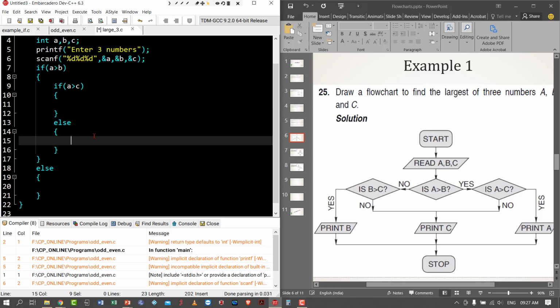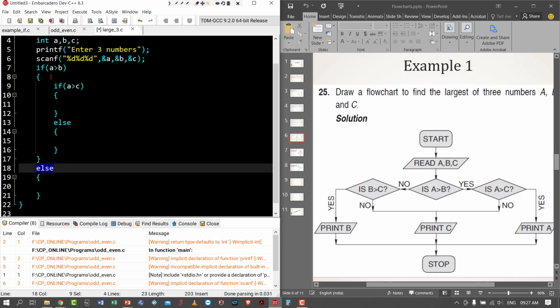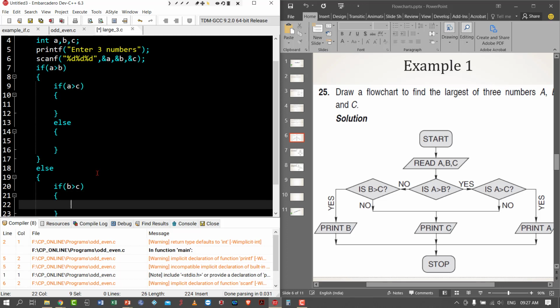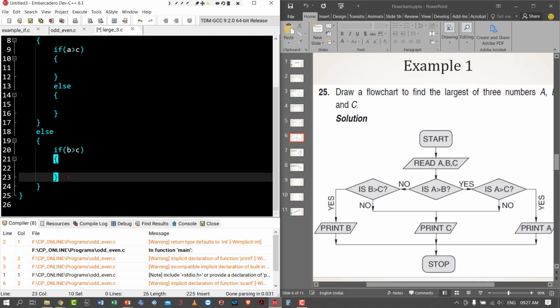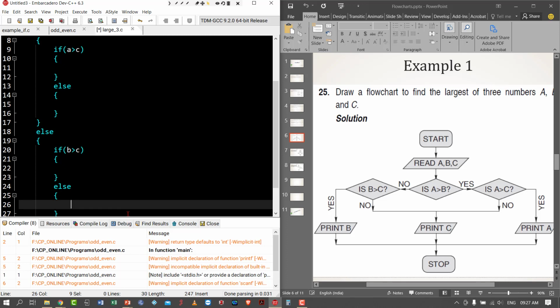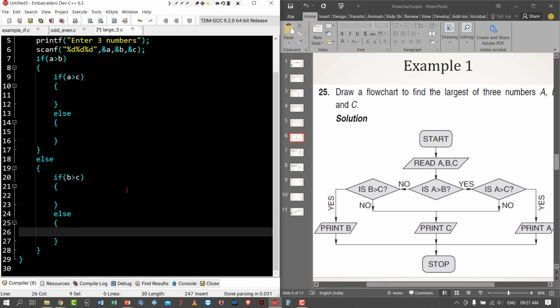Okay, I will type the statements later. So this is the else for the condition if A greater than B. That means if A greater than B is no, I will write the expression B greater than C. If B greater than C, and I have an else part.